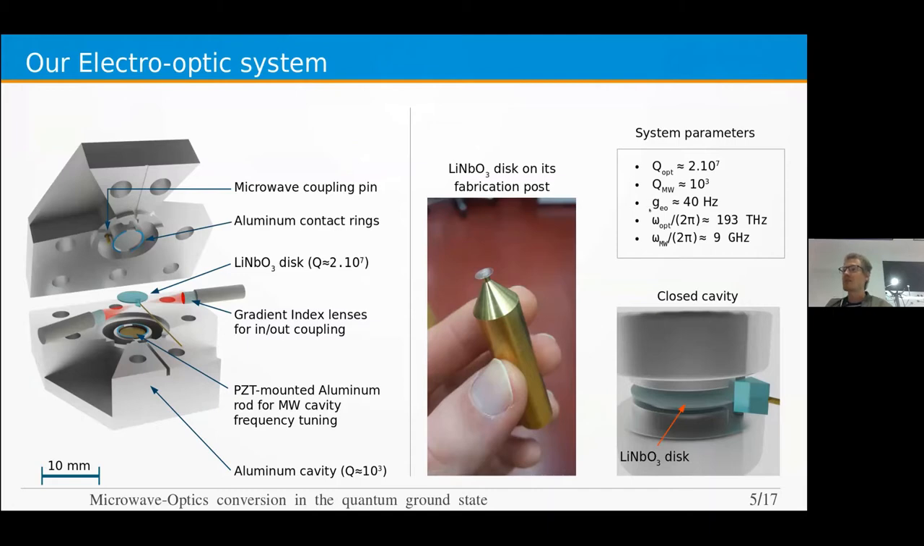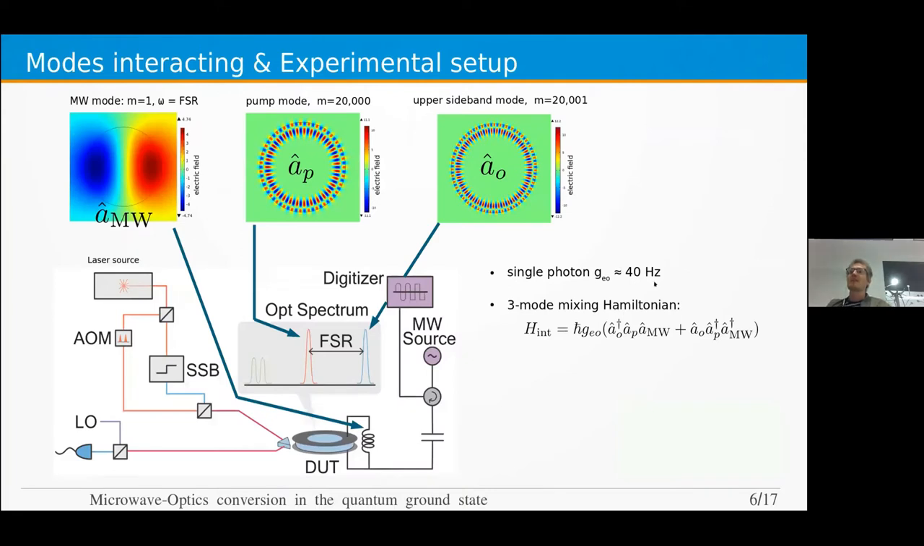The single photon coupling between optics and microwave is on the order of 40 hertz, and the frequencies are typical for 1550 nanometer telecommunication and for the microwave. Now in this system, because of the Chi2 nonlinearity of the crystal, we have interaction through a standard three-mode mixing Hamiltonian. The three modes are the optical upper sideband mode, the optical pump mode, and the microwave mode.